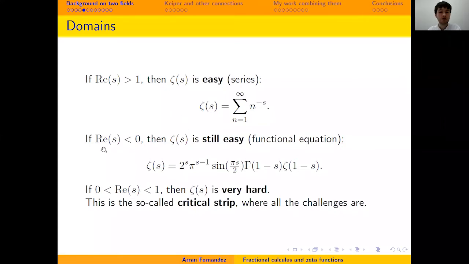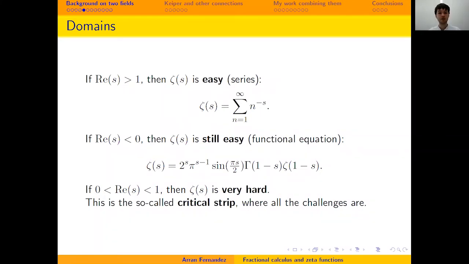Now, if real part of s is less than 0, then you have what's called the functional equation, which is a simple connection between zeta of s and zeta of 1 minus s. And this connection means that the left half plane of real part of s negative is also easy to analyze. Because if you want to analyze zeta of s with s negative, then 1 minus s is bigger than 1, and so you can use the properties from this first domain.